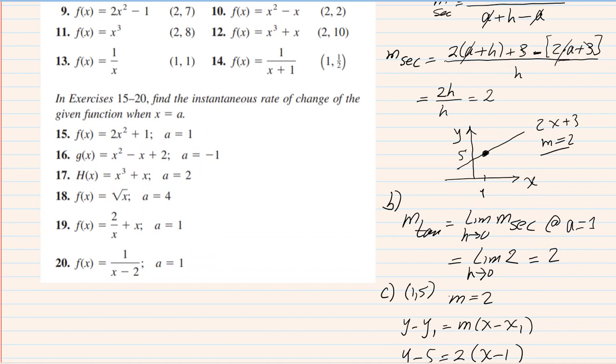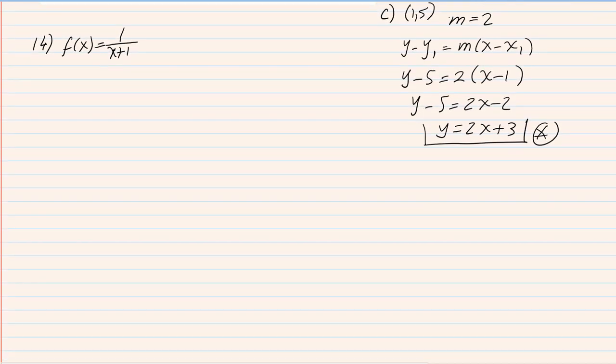So something like, for instance, number 14. So I'm doing number 14 now. In number 14, f of x is equal to 1 over x plus 1. And we want to do the same thing. So first we want to find the general form of the slope of the secant line. The secant line is at any point on the graph, okay? So that's what that is. In part A, the slope of the secant line is simply f at a plus h minus f at a, divided by h.